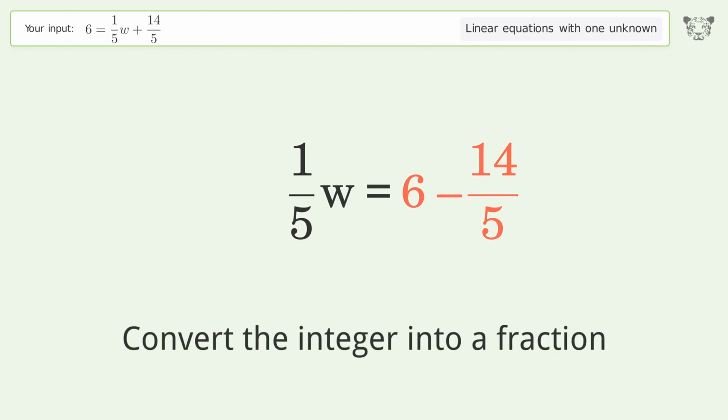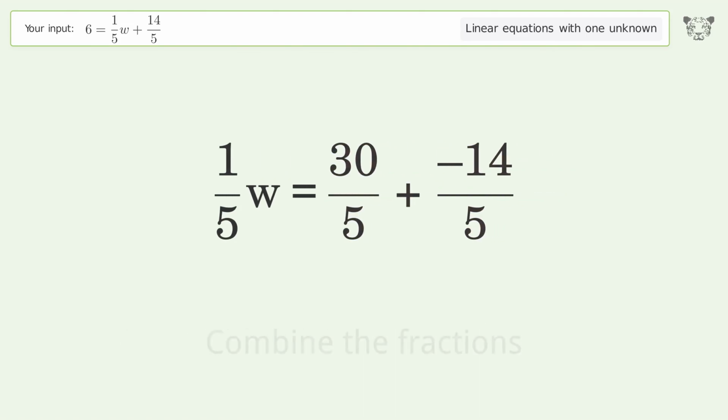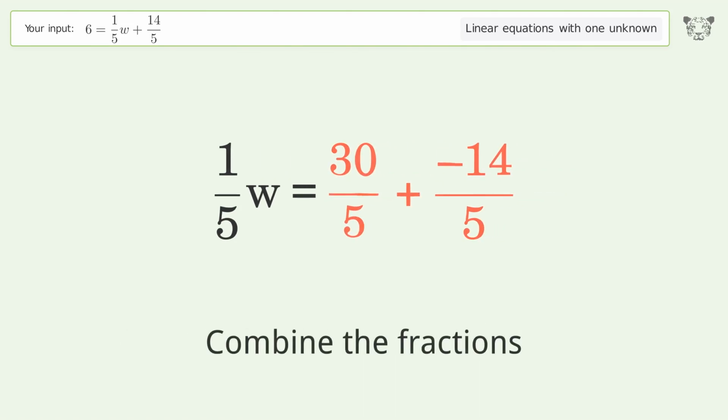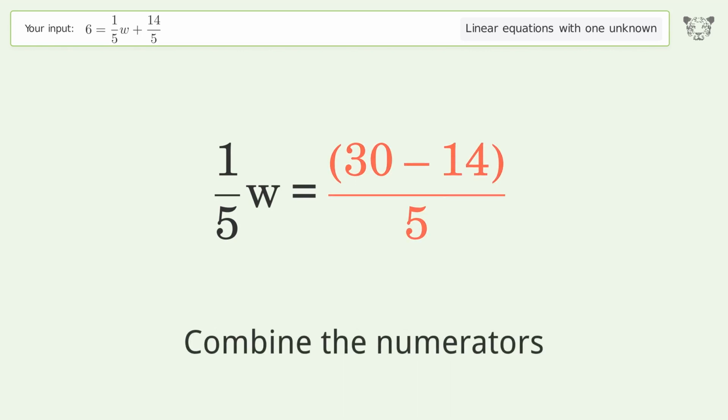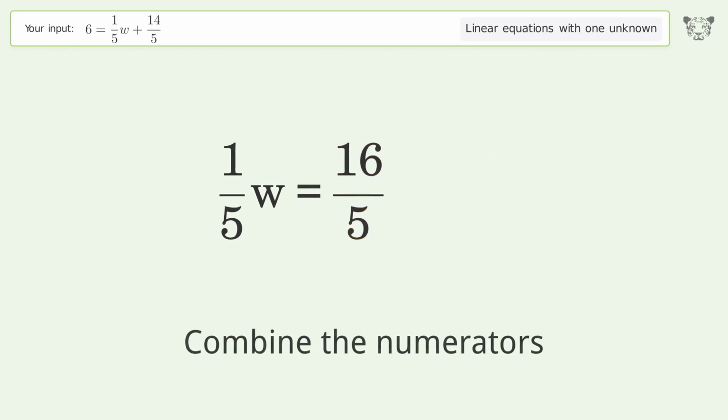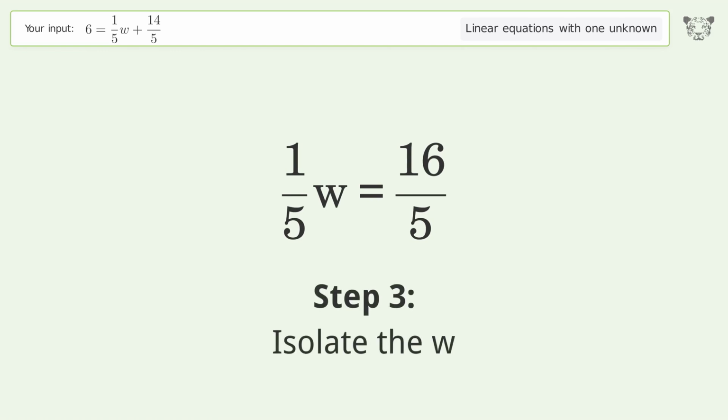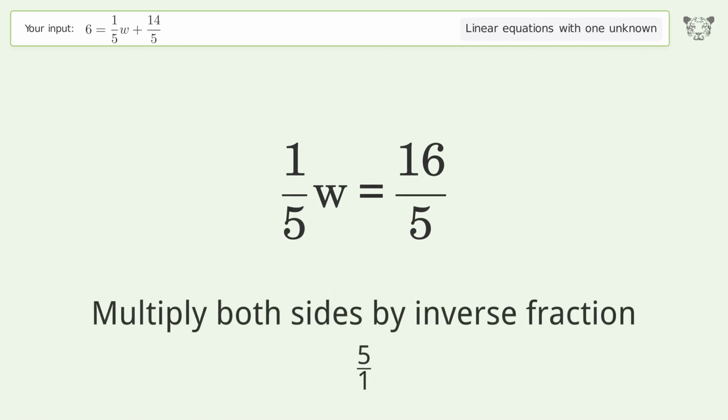Convert the integer into a fraction. Combine the fractions. Combine the numerators. Isolate the w. Multiply both sides by inverse fraction 5/1.